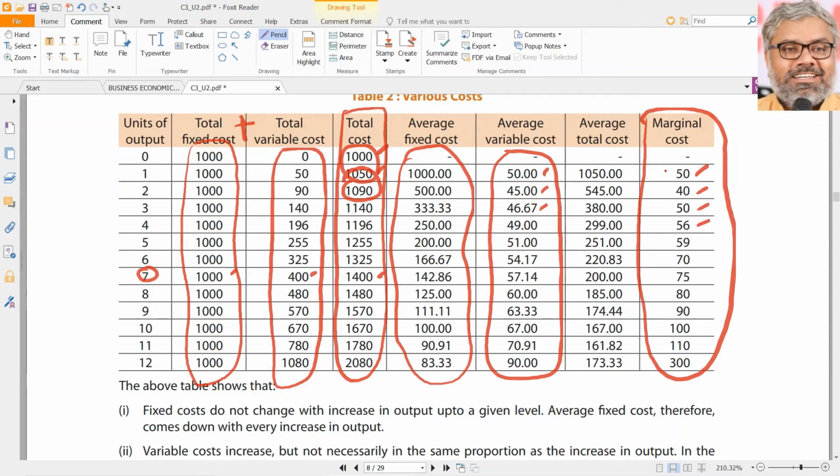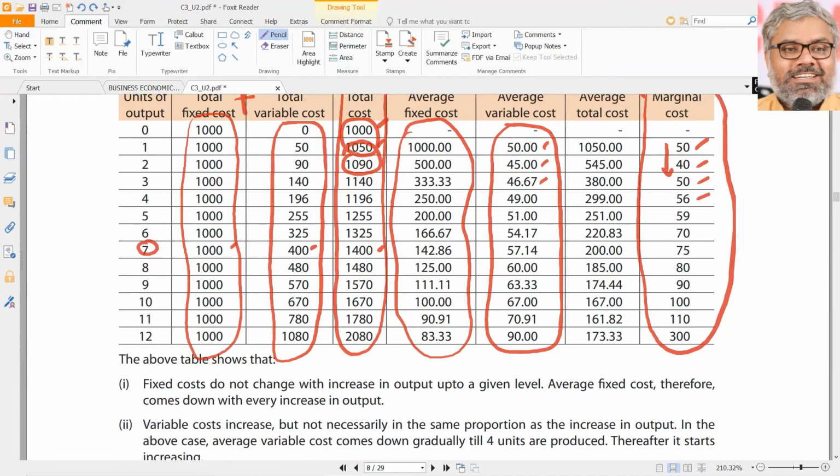So here also, if you observe, the marginal cost has first decreased from 50 to 40. There onwards, it started increasing and kept on increasing tremendously. 50, 56, 59, like that. But how did we get this marginal cost? Total cost of n units minus total cost of n minus 1 units.